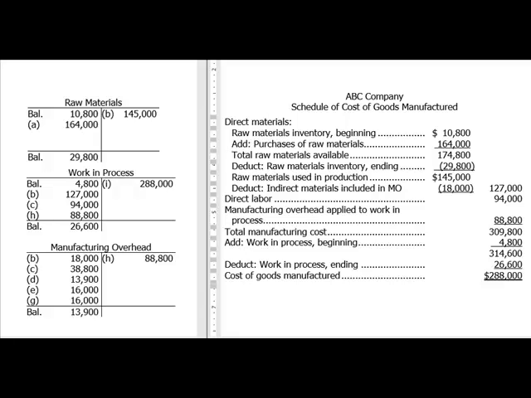So here we have practice problem number 2 for chapter 2. And I'm not going to go over the journal entries because you should be familiar with those by now after working the first practice problem in class. Our goal with this schedule of cost of goods manufactured is to provide quite a bit of detail about this very important number at the bottom, the cost of goods that we finished manufacturing during the period.